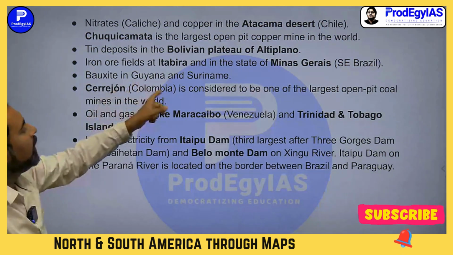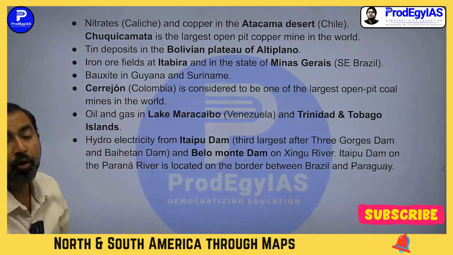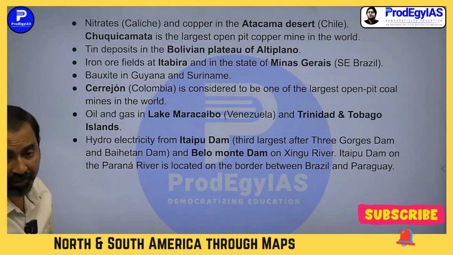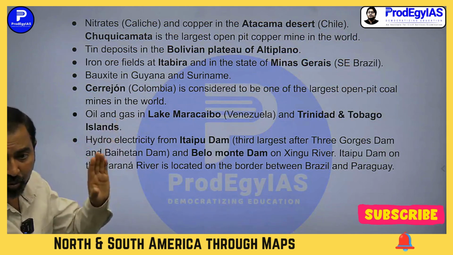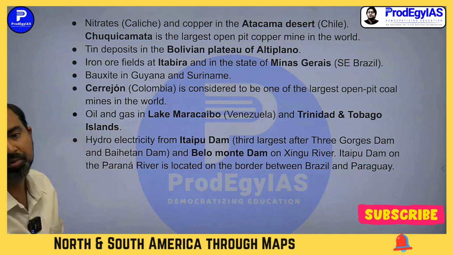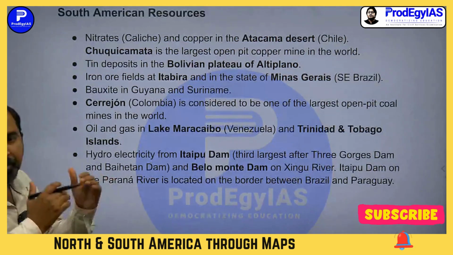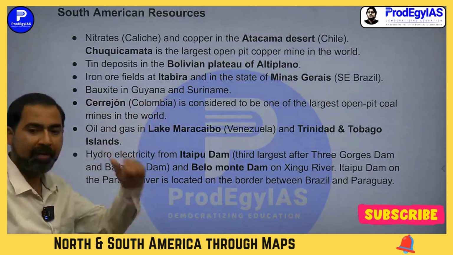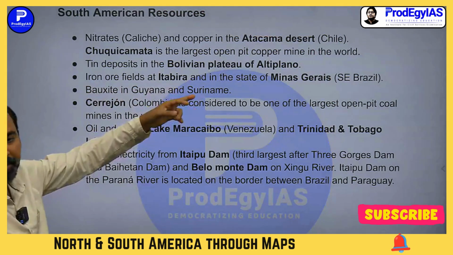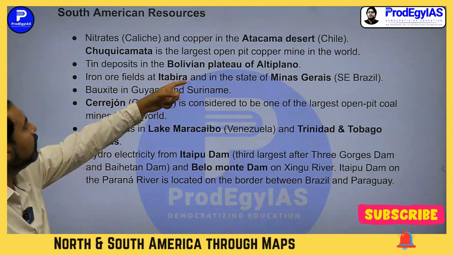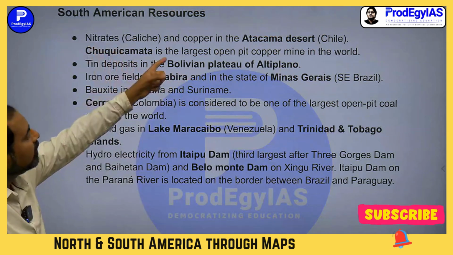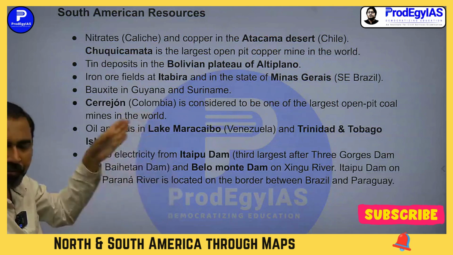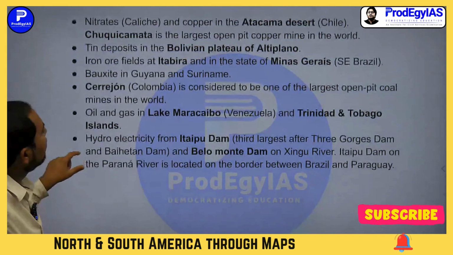Then likewise Guyana and Suriname, which you can say Guyana highland. Guyana highland region is known for bauxite reserves, bauxite resources. So each and every plateau or highland is important for a particular resource. So in matching type questions such things can be asked. Bauxite, Guyana and Suriname means Guyana highlands. Iron ore, Brazil highlands. Tin, Bolivian plateau. Copper, Atacama Desert. Means every physical landform, physical feature is known for a particular resource, right?